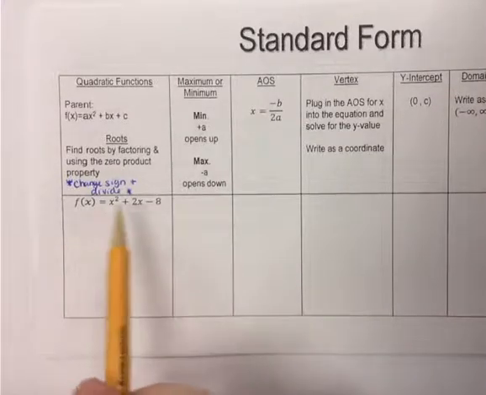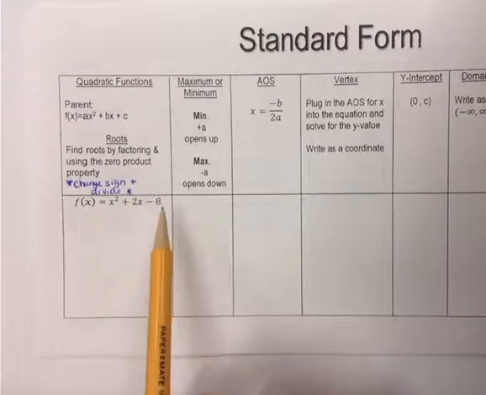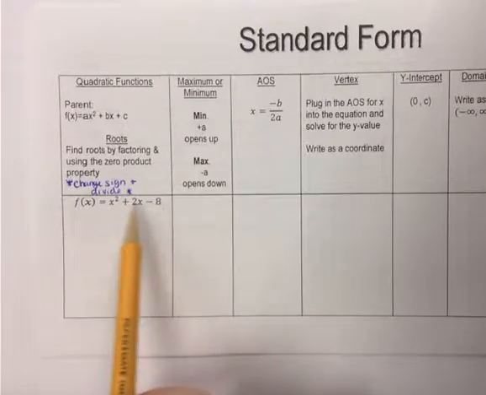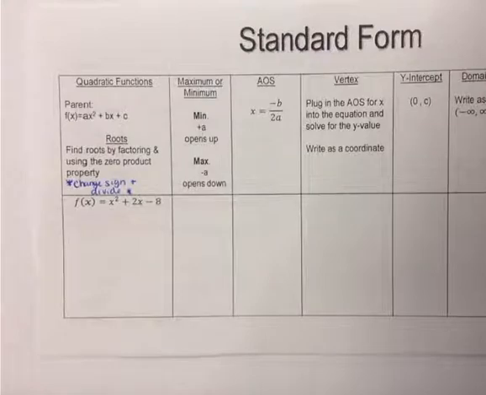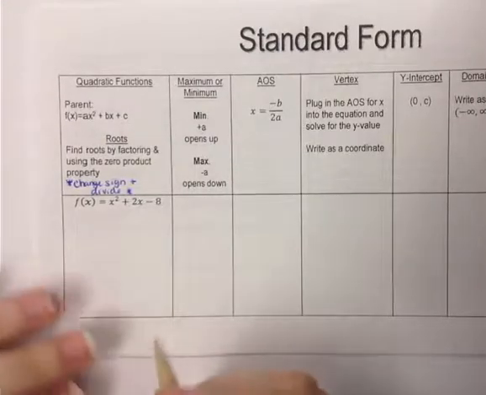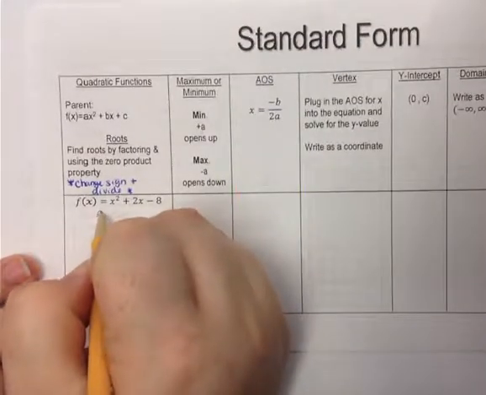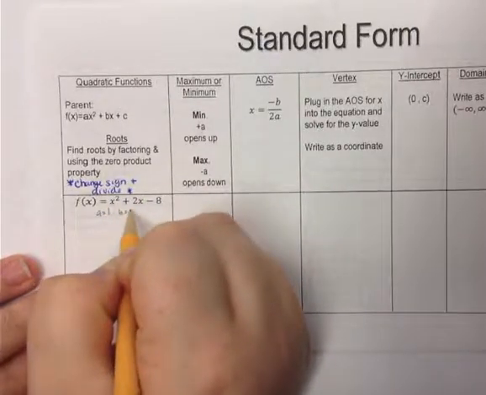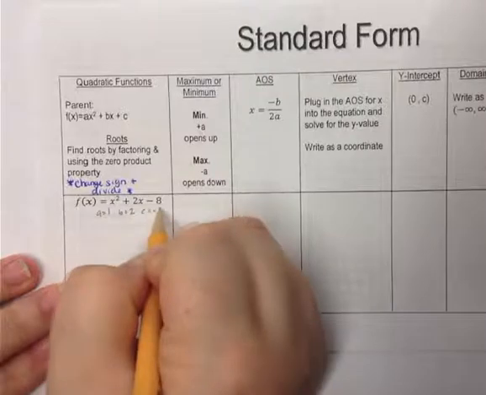Alright, so when we factor, we always find our GCF. In this case, the smallest number is 1, and there's not an x in common to all of them, so our GCF is 1, which will not affect the problem. So A equals positive 1, B equals 2, and C equals negative 8.